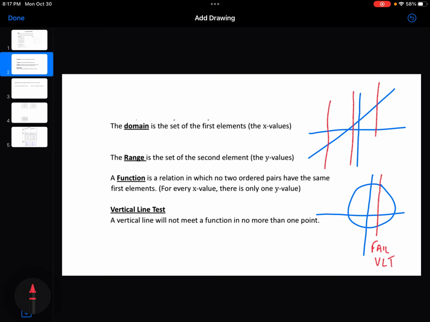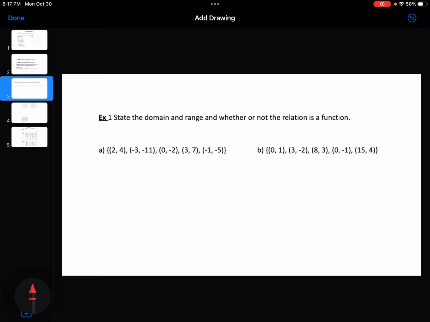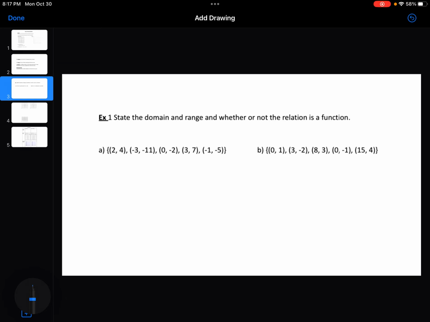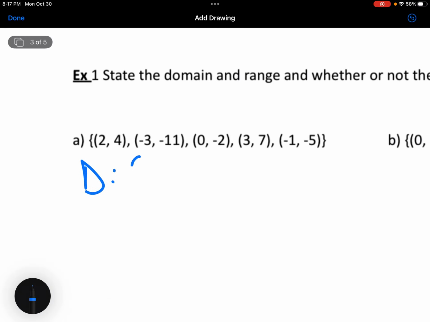Okay, so let's look a little more. So if we wanted to state the domain and range of these values. Now with ordered pairs, we can state our domain. So we do these, I'm gonna make it look nice. We do these fancy little brackets for our domain. Okay, now all we're doing is looking at all of the values of x. So we've got -3, we've got -1, 0, 2, and 3.